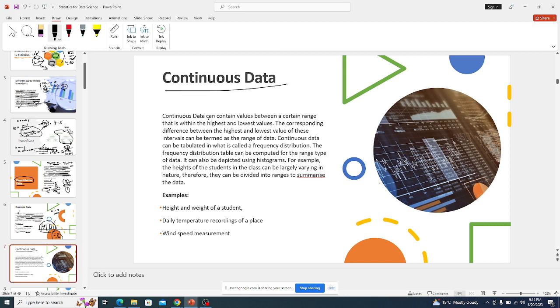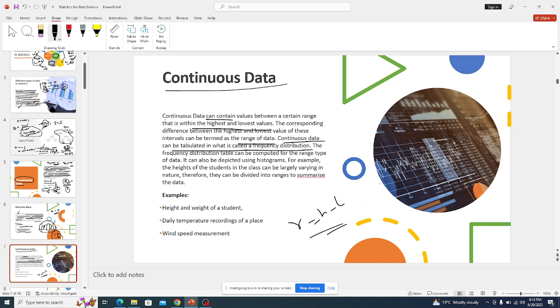Under continuous data, we are saying it can contain values between a certain range, that is within the highest and the what? The lowest value, as we had defined. Range is given by the highest value minus the lowest value. So this interval can be termed as what? As a range of data. Continuous data can be tabulated in what we call a frequency distribution table. So we usually have something we call frequency distribution tables, and these are types of data presentation.